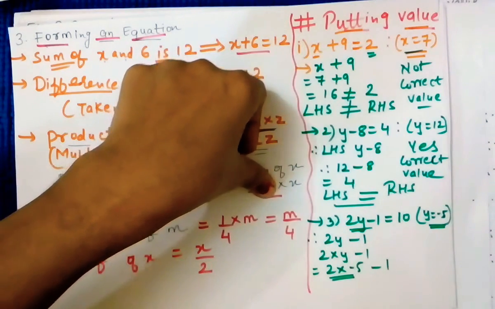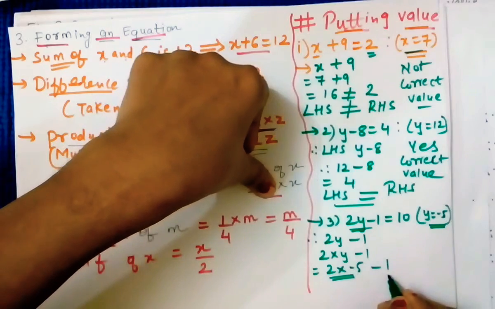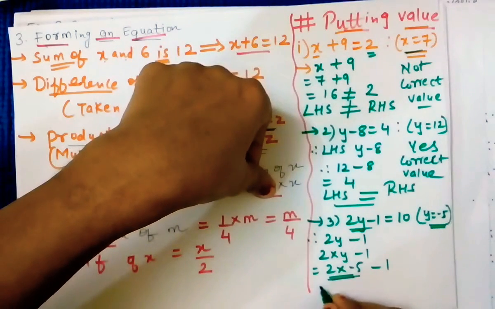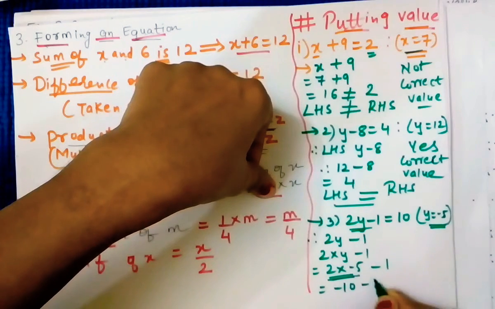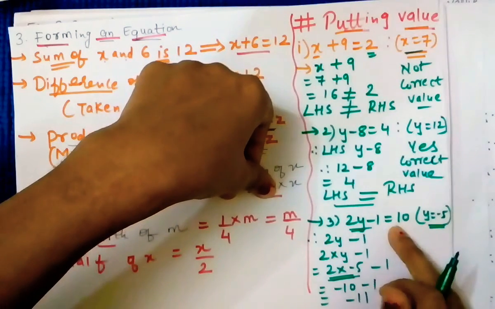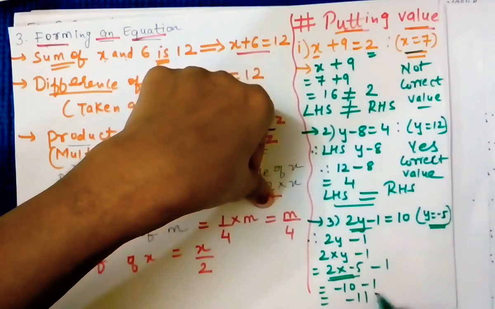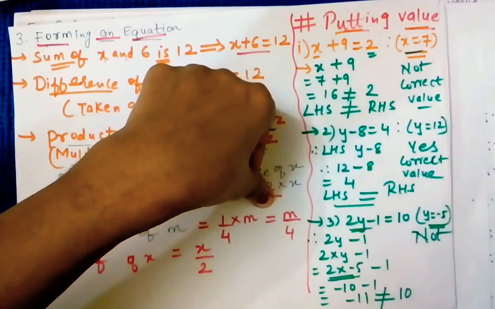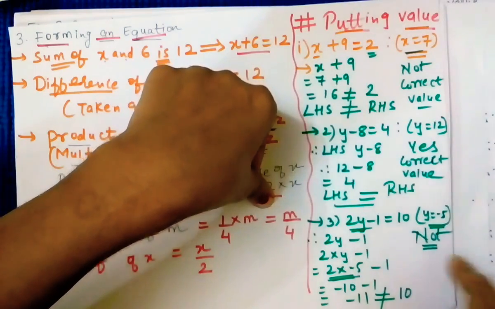According to the BODMAS rule, first we will multiply. Don't do minus 5 minus 1, then the answer will be wrong. First multiply. So 2 into minus 5 will be minus 10, and this minus 1. So minus 10 and minus 1 will be minus 11. We got minus 11, and here 10 is given. So minus 11 is not equal to 10. So y equal to minus 5 is not the correct value. So the answer is no.